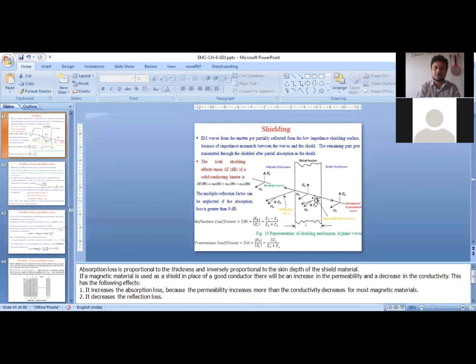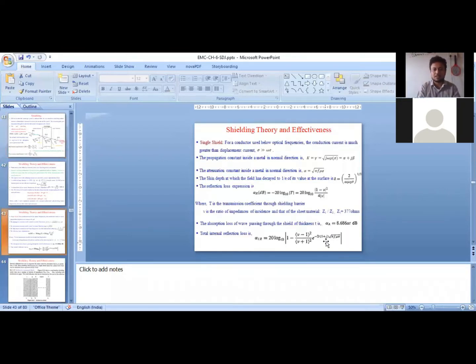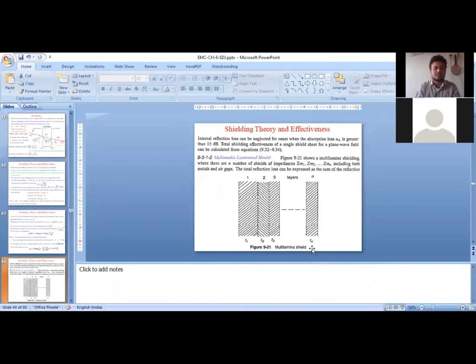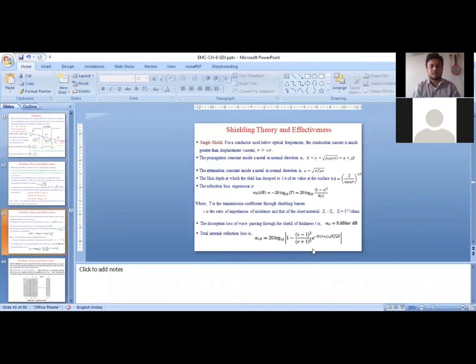And this reflection amplitude depends on the amplitude of the wave that is appearing over here. And this amplitude is attenuated significantly by the attenuation of the shield. So that attenuation we have considered, e raised to minus alpha t is there. So this is the total internal reflection. And the absorption loss is nothing but alpha t only. That is the attenuation offered by the shield into the thickness of the shield. That is nothing but the absorption loss, attenuation of wave inside the shield.